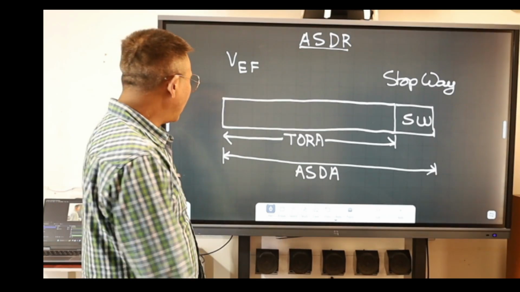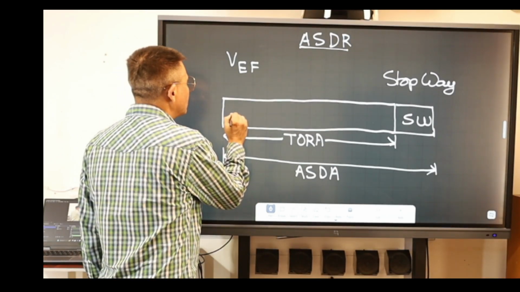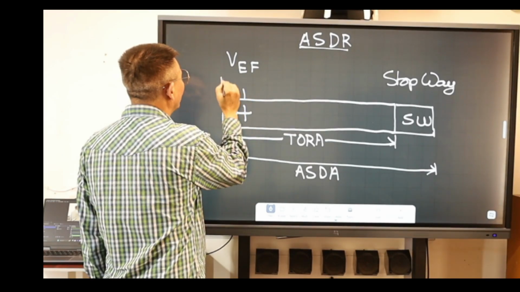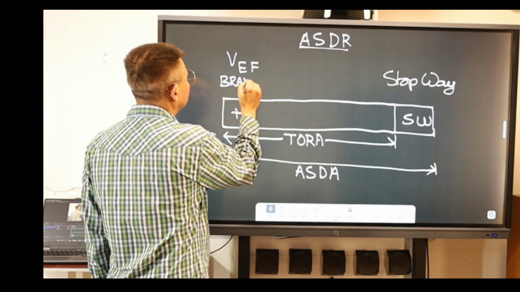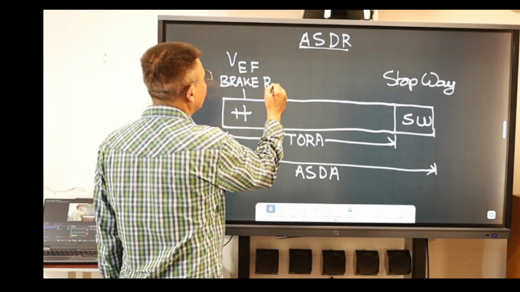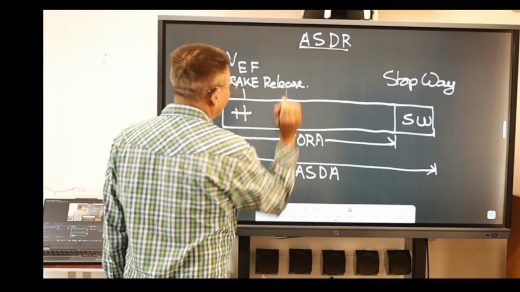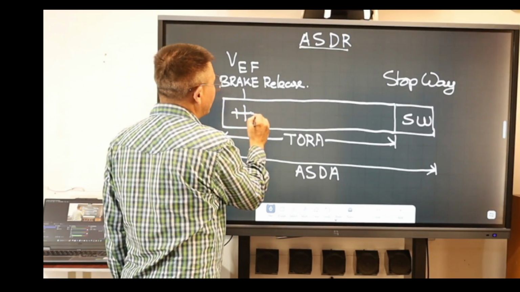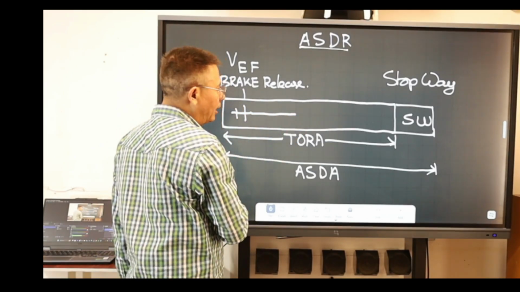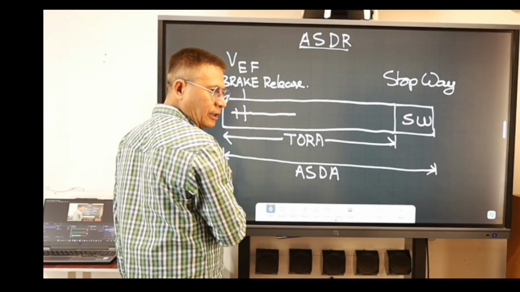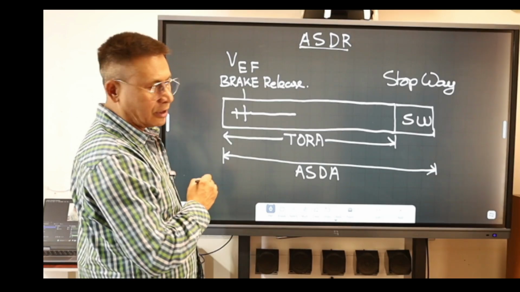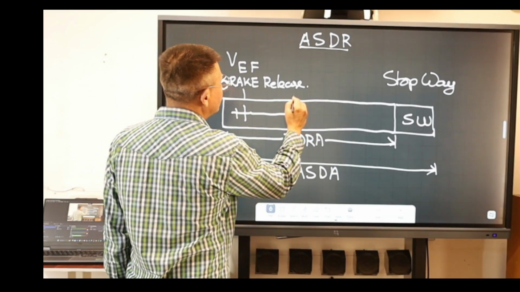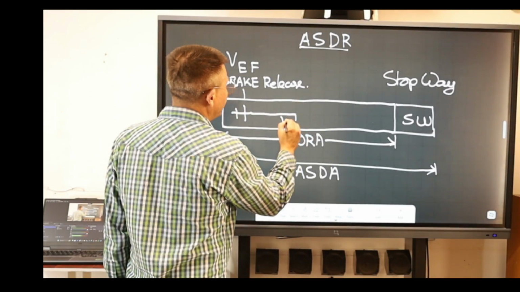Now let us consider that an aircraft is lined up here, and at this point is the brake release point. This is the time the aircraft is going to accelerate, and as we discussed earlier, one engine will fail. In a propeller aircraft, it is generally the critical engine failure which is considered. The speed at which the engine fails, as we have discussed earlier, is VEF.